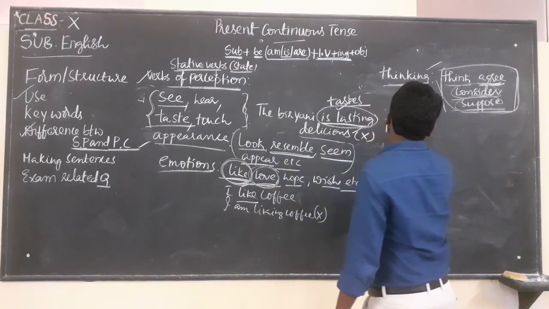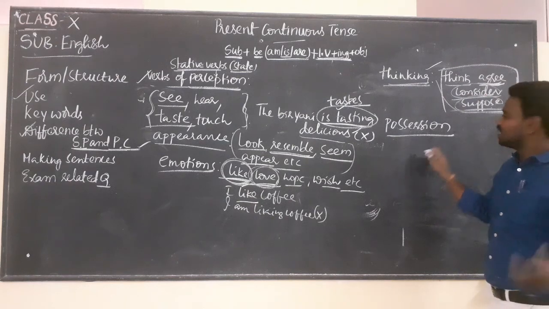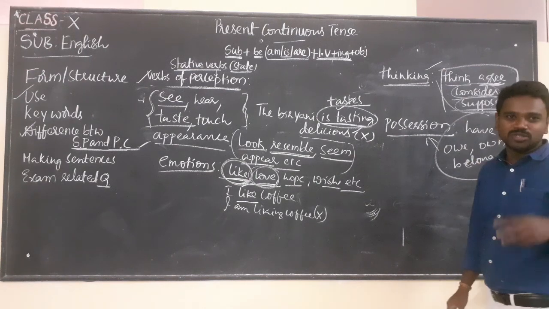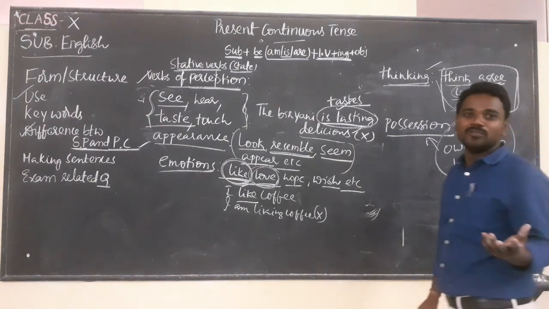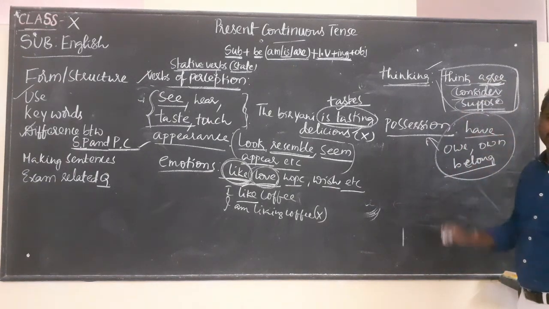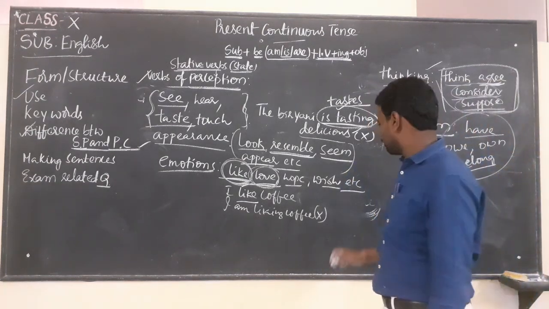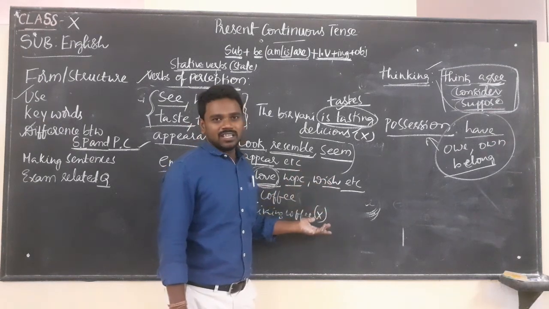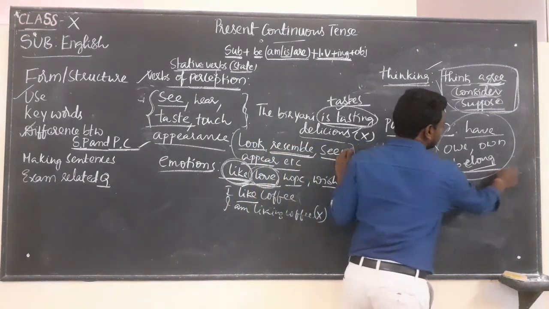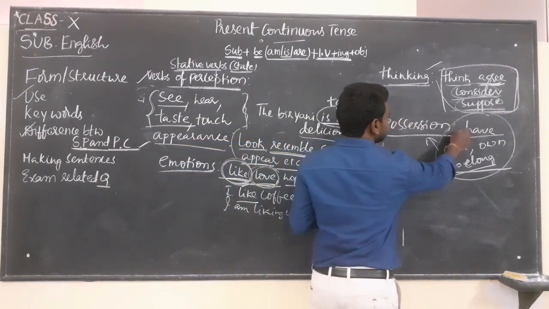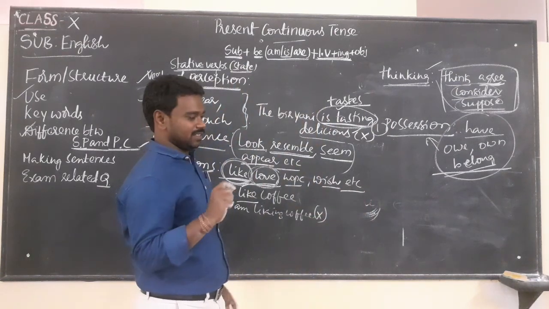The last one is possession. P-O-S-S-E-S-S-I-O-N. The verbs of possession. There are some verbs: have, own, belong. All these verbs indicate possession. So I belong to so and so place, but you should not say I am belonging. You can say I belong. She has a car. We should not say she is having a car. What we have to say is she has a car. He owns an apartment. We should not say he is owning an apartment. He belongs to, for example, Karnataka. We should not say he is belonging to Karnataka. So these verbs also we should not use in present continuous tense, right?